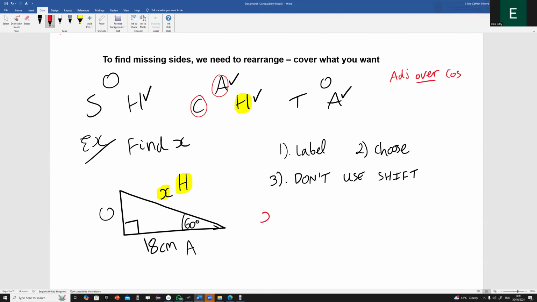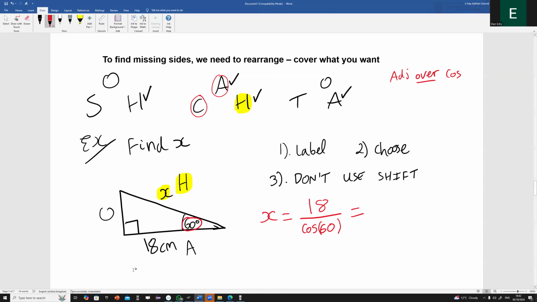I'm going to write x equals the adjacent, which is 18, over or divided by cos, and I need to then open and close a bracket because sine, cos, and tan cannot go on their own. It doesn't make sense. They need to have a number with them. Now, the number that goes with cos is the only other number I haven't used, and that is the angle, 60. Sine, cos, and tan always need an angle in the brackets. So here, that's going to be 60.